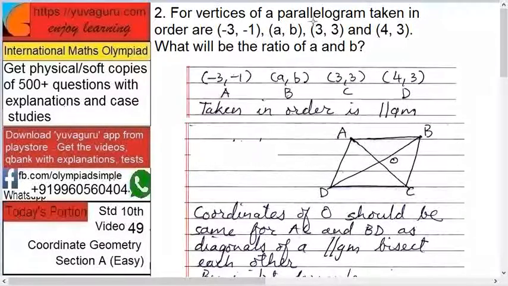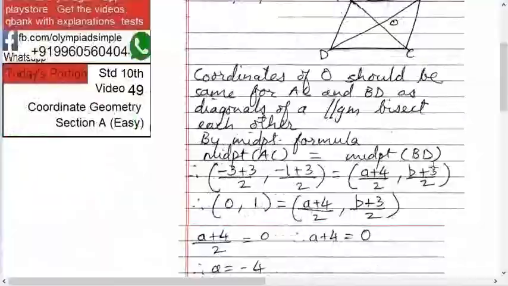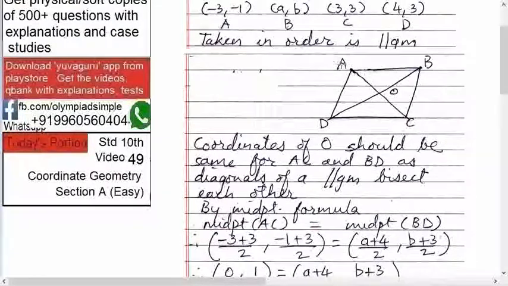So this is a parallelogram. So these diagonals will bisect each other. So that's why OB will be equal to OD and OA will be equal to OC. Coordinates of O should be the same for AC and BD, right? As the diagonals of a parallelogram bisect each other.